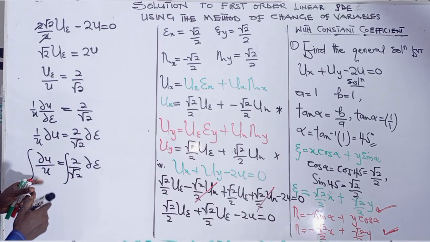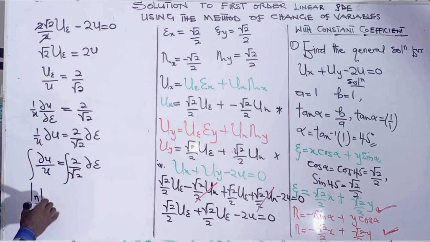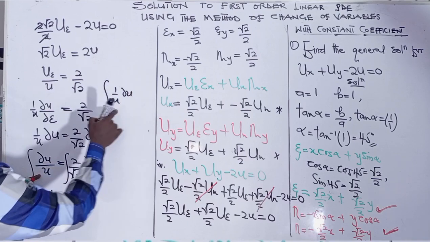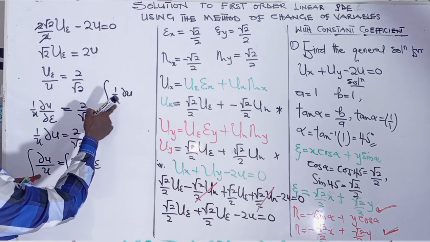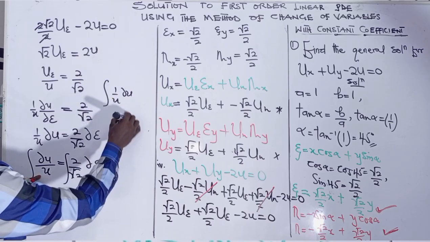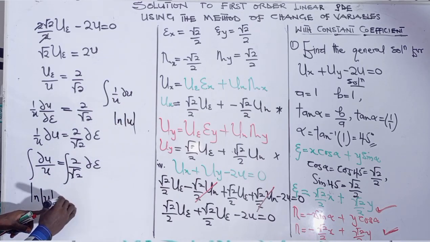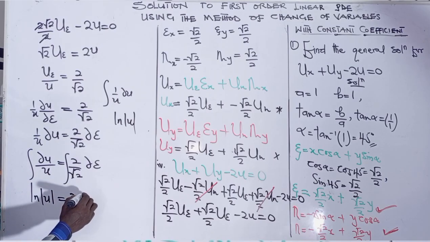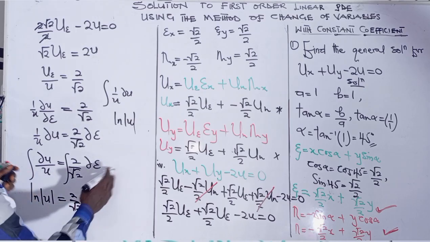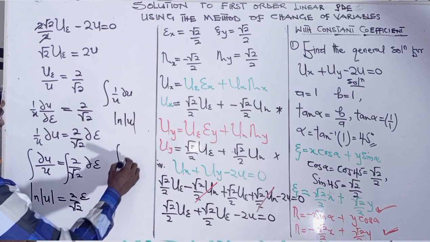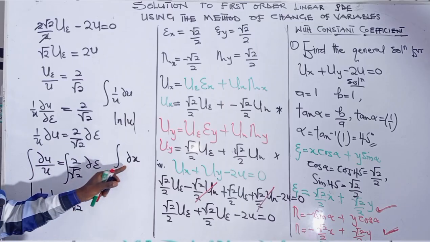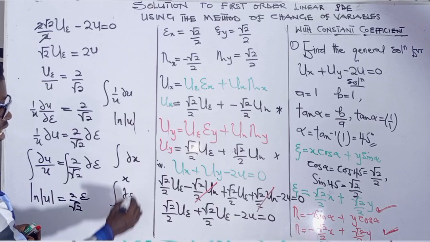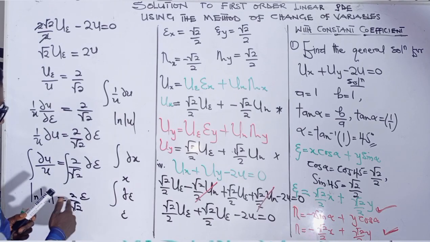Now when we integrate del u over u, we are going to get the ln of the function u, because we can write this as the integral of 1 over u del u. We have a function and a derivative, and whenever you have a function and a derivative, it gives us the ln of that function. So we have ln u. Now when we integrate 2 over root 2, we are getting 2 over root 2, and then we have Zaya. The same thing applies when you have, let's say, the integral of dx. When you integrate dx, you get x. So when we are integrating del Zaya, we get Zaya. So that is why we have added it, because we have a constant in front.